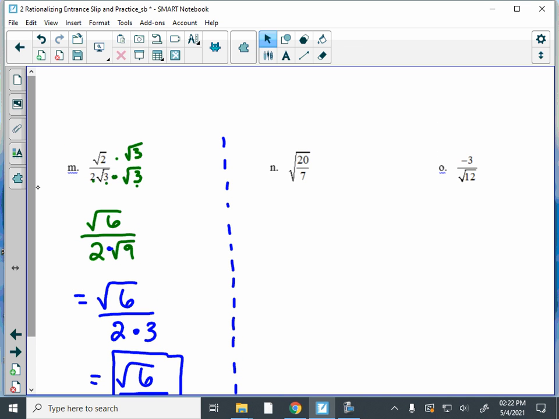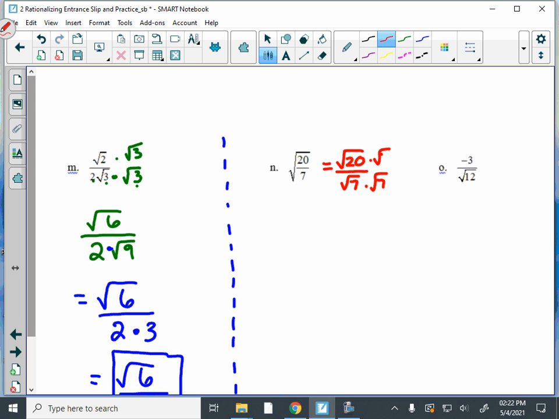If we take a look at n, again, I like to give each radical their own little home here. Then multiply top and bottom by the radical to get rid of it. And then we're left with radical 140 over, again, using that shortcut, or you can do the long-handed way, radical 7 times radical 7 is radical 49, and the square root of 49 is 7.